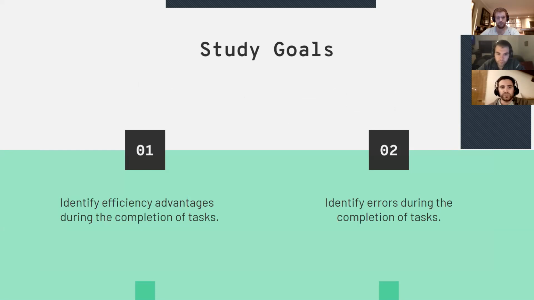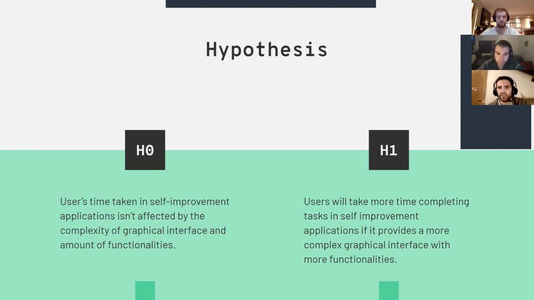So what are our goals? We want to see the efficiency of these apps, and we want to identify what mistakes can happen. So our hypothesis is as follows. First, our null hypothesis, H0: users' time taken in self-improvement application isn't affected by the complexity of graphical interface and amount of functionalities. And the H1 is users will take more time completing tasks in self-improvement applications if it provides a more complex graphical interface with more functionalities.